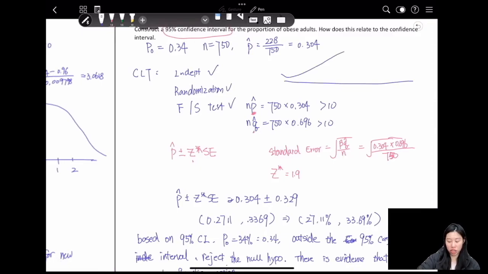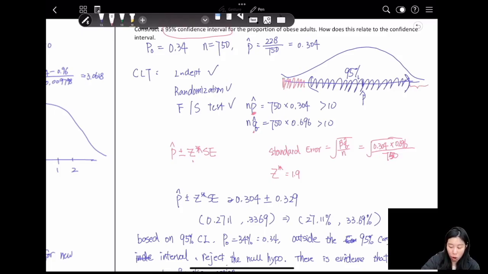So when we're constructing a null confidence interval, we are centered with the P hat in here. So this is, for example, our 95% confidence interval. If our P naught, which is our hypothesis, falls outside of the confidence interval, which is this part or this part, we'll reject the null hypothesis because it's too far off.